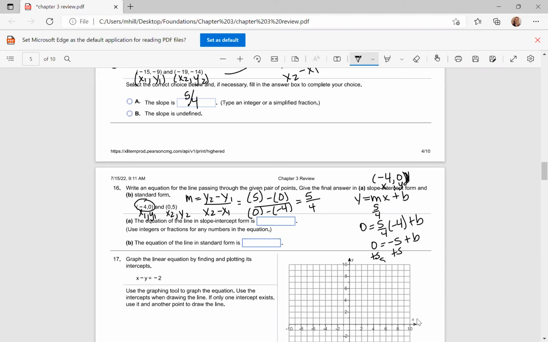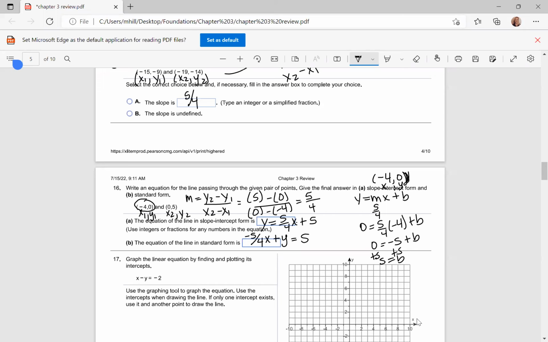So I would end up with 5 equals B. So now that I know that, the slope-intercept form is y equals my slope, which is 5/4 x, plus B, which is my y-intercept. If I want to write that in standard form, all I have to do is move my x to the other side, to move with the y. So to move it to the other side, it would be -5/4 x plus y is equal to 5.